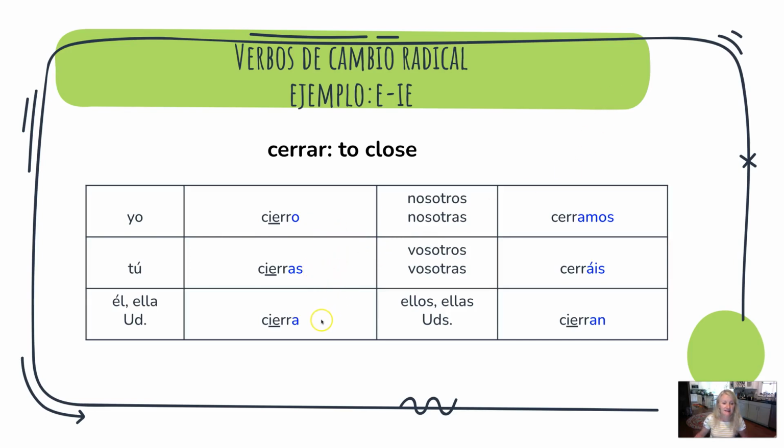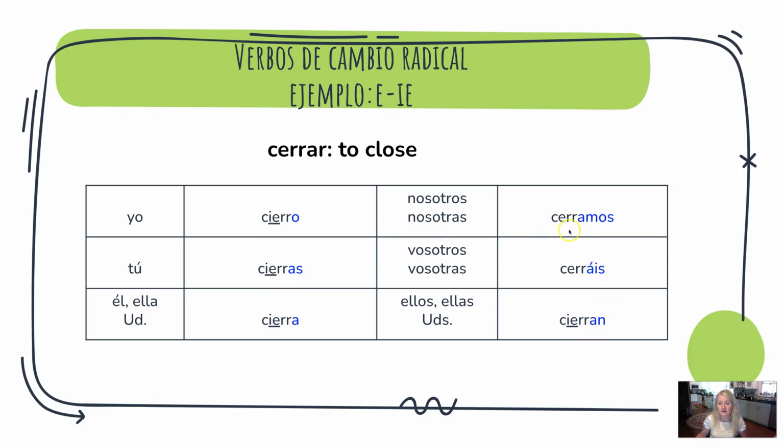Cierro, cierras, cierra. Cerramos, cerráis, cierran. So let's just talk through what's happening here first. It's a regular AR verb in the present. So that's why you see o, as, a, amos, áis, an for the endings. But now, this new concept, it's also a stem changer. Since it's an E to IE stem changer, the E has changed to IE in several forms of the verb. So we have cierro, cierras, cierra, and over here in the ellos, ellas, ustedes form, it's cierran.